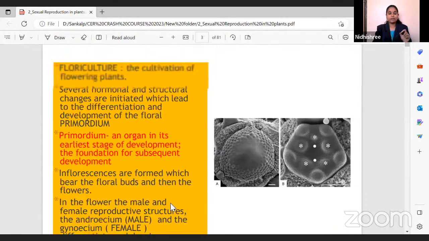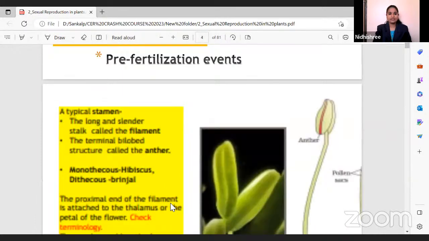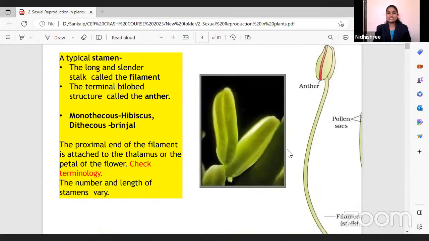One more important thing, floriculture. Floriculture means the cultivation of flowering plants. When we give bouquets at functions, you can see very beautiful flowers. We see orchids, and varieties of sunflowers. Growing such flowers commercially, for profit, is called floriculture. Okay, now this is regarding the androecium, the male reproductive part.